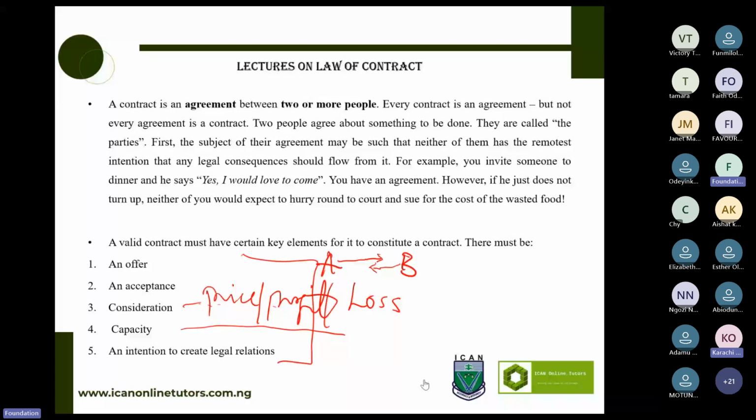So thank you so much, class. Okay, go ahead. Please, I want to get the explanation of the intention to create legal relations. Can you get that one? Well, we are still going there in full detail, but let me explain.